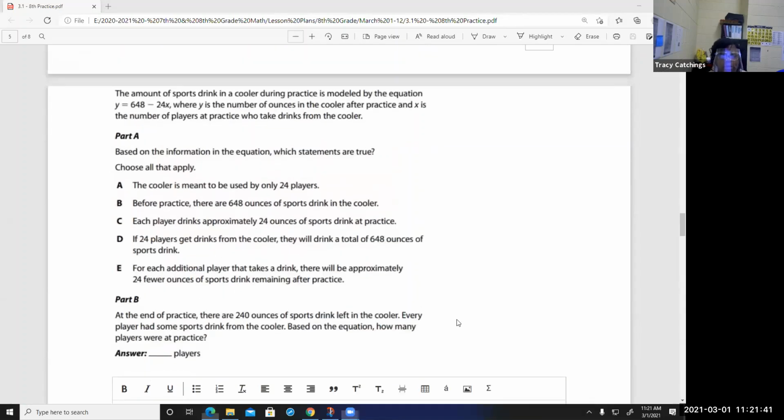All right, the amount of sports drink in a cooler during practice is modeled by the equation y equals 648 minus 24x, where y is the number of ounces in the cooler after practice and x is the number of players at practice who take drinks from the cooler. Based on the information, they want to know which is true. It's a true-false question. Part A says the cooler is meant to be used by only 24 players.